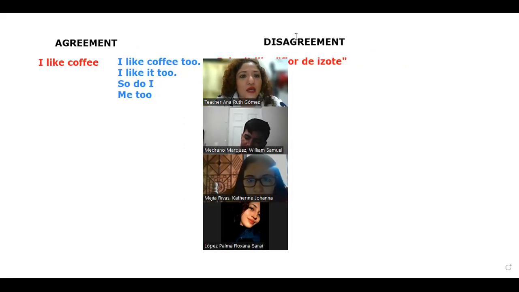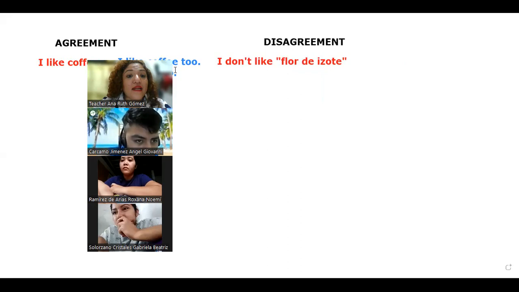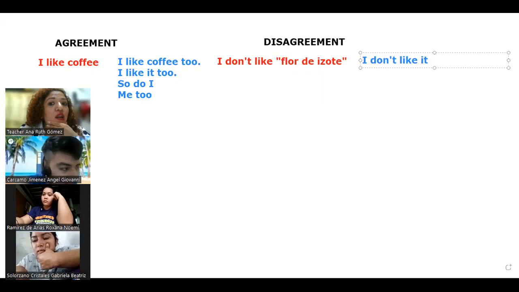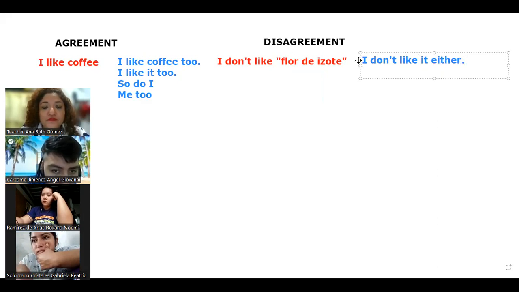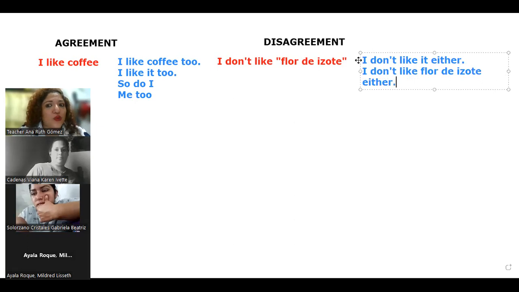I don't like either. Okay, excuse me. Neither do I. Okay, we're going to use the first way. We're going to say, I don't like it. You don't have to forget the object pronoun, because if you say I don't like either, the answer is a little empty. You need an extra word. So you say I don't like it either. This is one possibility. Another possibility. I don't like flor de isote either. Okay, very good. Yeah, I don't like flor de isote either, but it's better if you substitute the word. Okay, what else? Me neither. Me neither is the last one.